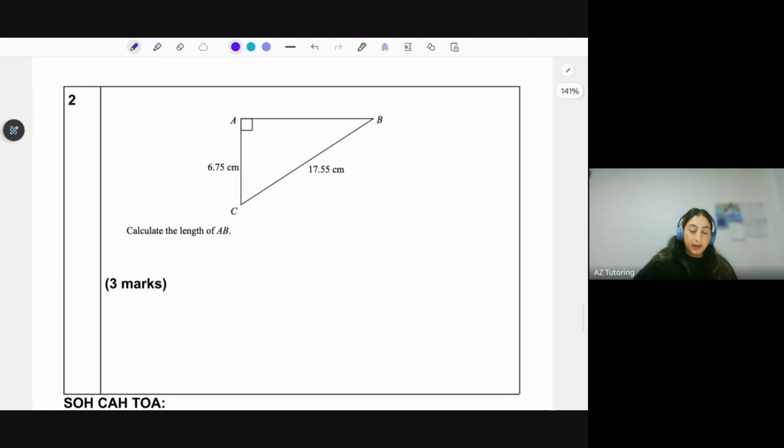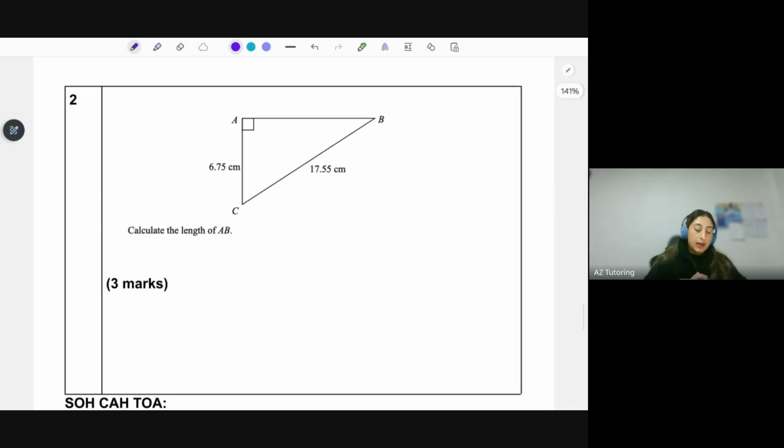So again, same thing, same concept. Question says calculate the length of AB. So it's asking us to find the length. It's a right angle triangle and we've been given two lengths. So I know it's going to be Pythagoras. If there are no angles involved, we're not finding any missing angles, it's not giving us any angles, therefore it cannot be SOHCAHTOA. It has to be Pythagoras.